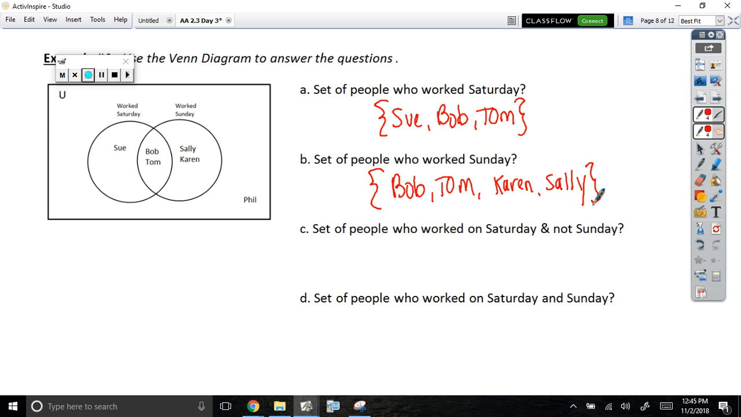Set of people who worked on Saturday and not Sunday. Sue. Good old Sue. And I'm going to add one after this, but we won't write it down. We'll just talk about it. Set of people who worked on Saturday and Sunday. Just Bob and Tom. If it said Saturday or Sunday, it would be everyone but Phil. But because it says and, they had to have worked both days. Bob and Tom.